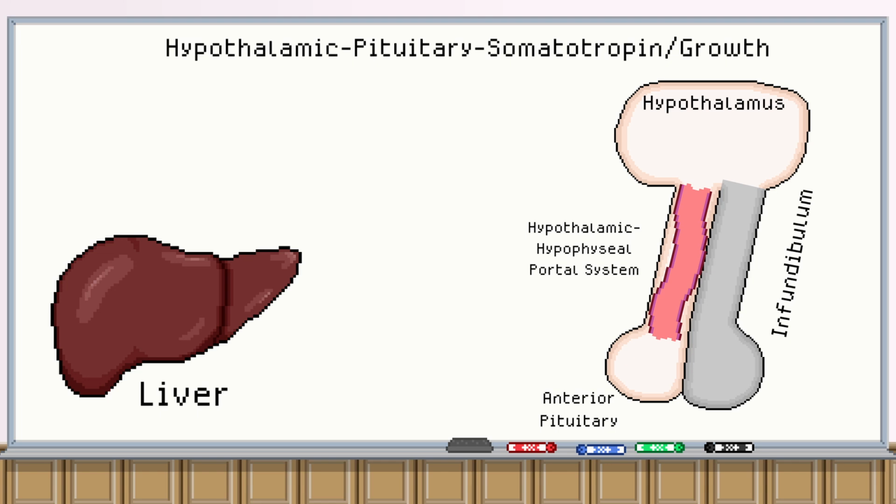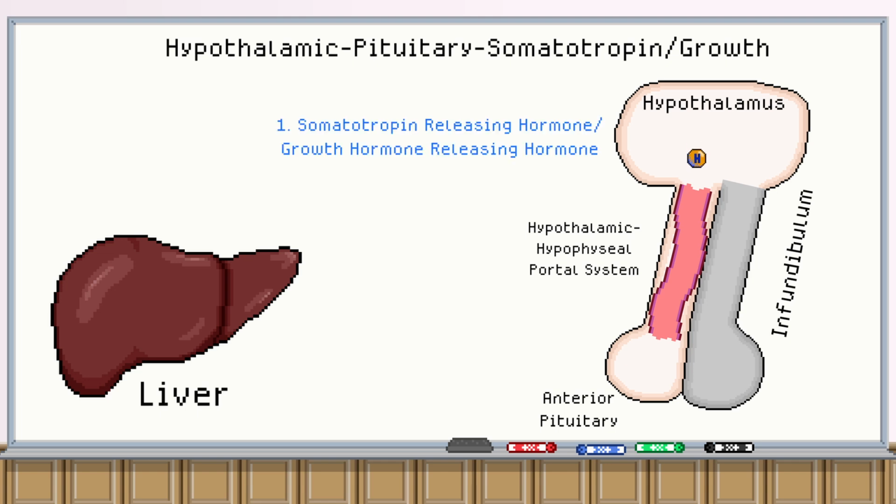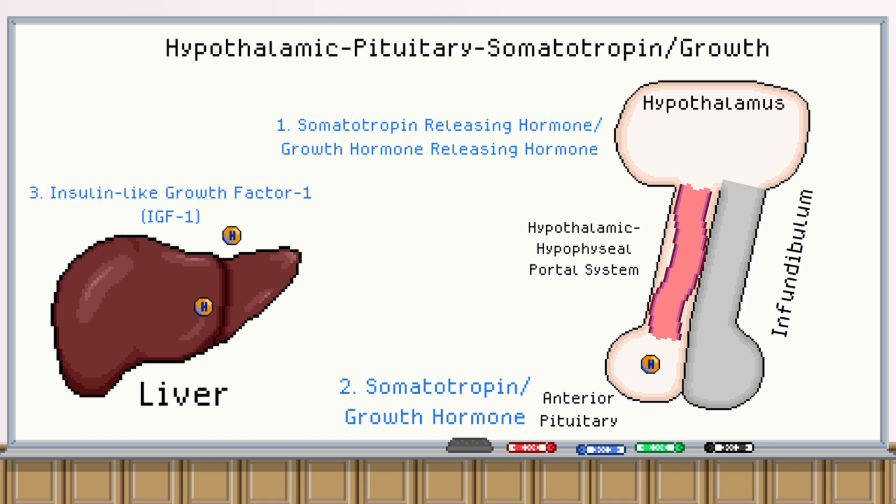Remember, we have to start up here in the hypothalamus. The hypothalamus releases growth hormone-releasing hormone, also known as somatotropin-releasing hormone, into the hypothalamic-hypophyseal portal system, just like we've seen before. Then it arrives at the anterior pituitary, where it tells it to release somatotropin, aka growth hormone. Somatotropin then travels through the bloodstream to the liver, where it triggers the secretion of IGF-1.